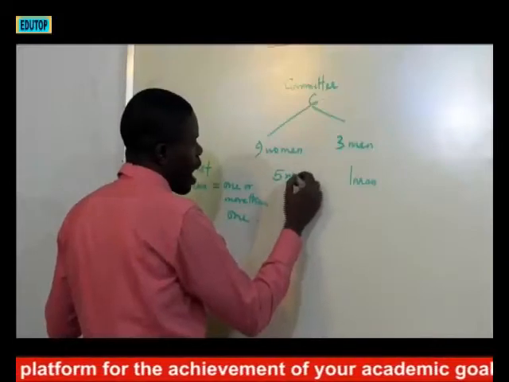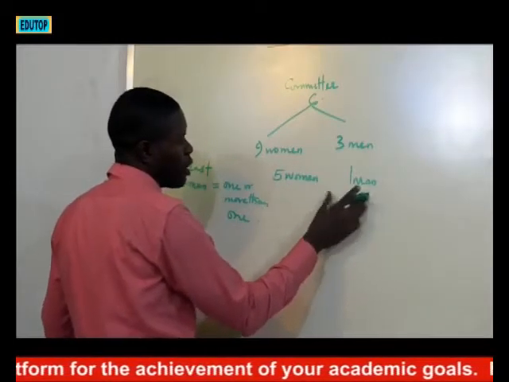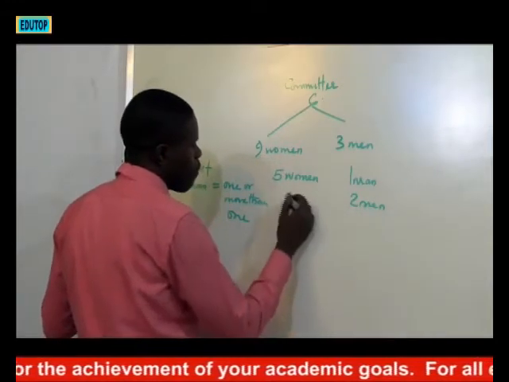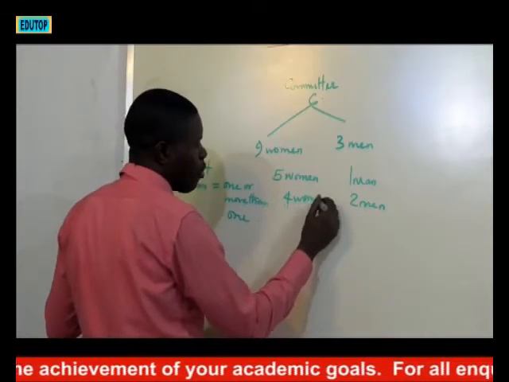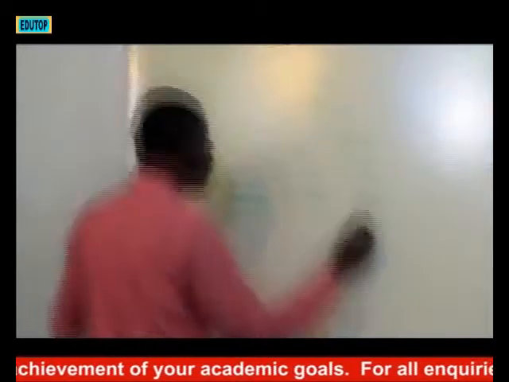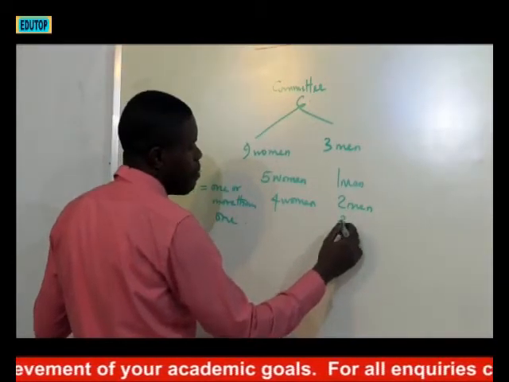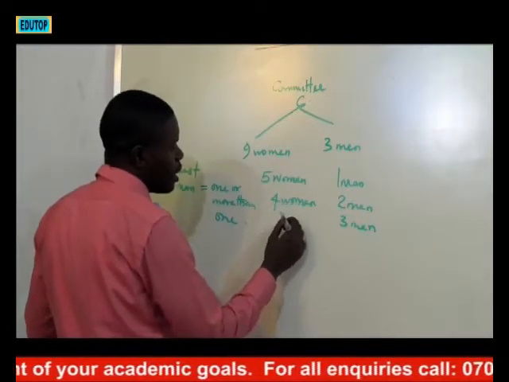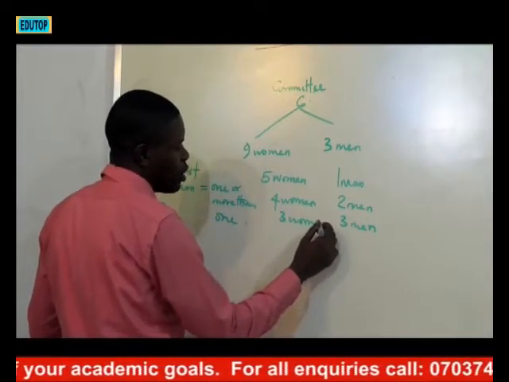What? 5 women to make up for the 6. So if you have 2 men, you have 4 women to make up for the 6. So if you have 3 men, then you have 3 women to make up for the 6.